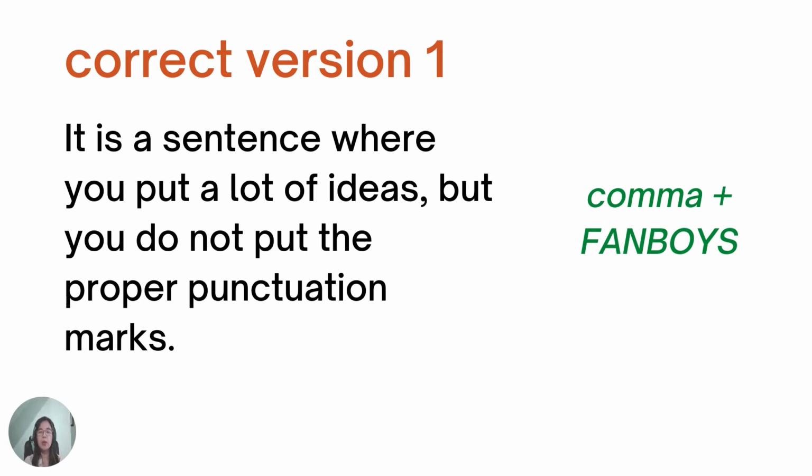Okay, so how are we going to correct the previous comma splice? Since a comma is not enough, we have to add FANBOYS. So the correct version will be, it is a sentence where you put a lot of ideas, comma, and then insert but: you do not put the proper punctuation marks. Or you may also say, it is a sentence where you put a lot of ideas, comma, and you do not put the proper punctuation marks. Okay?